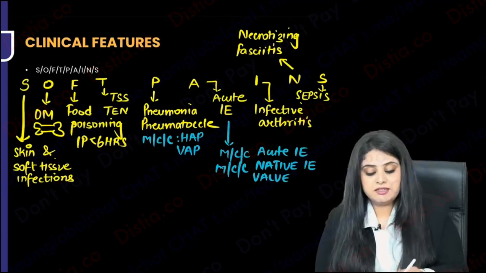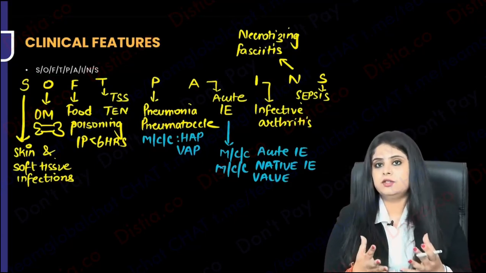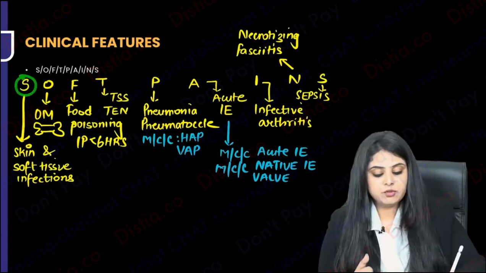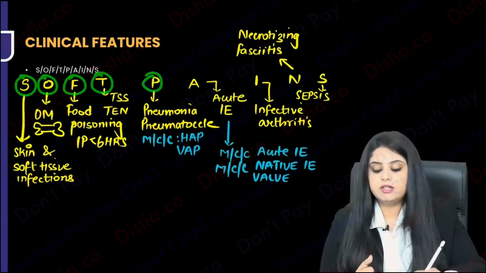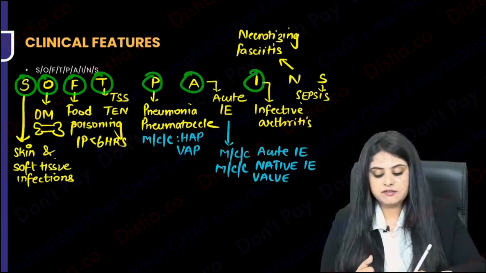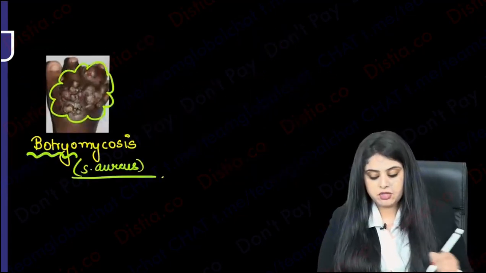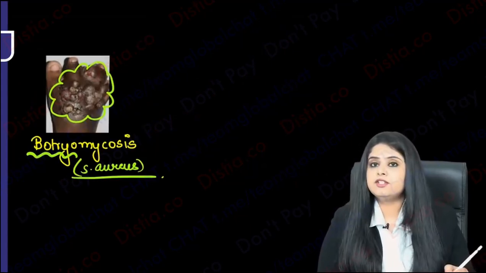So let's do a repeat. SOFT PAINS was actually a mnemonic which sounds lengthy, but it's so useful when you start going ahead with this. So remember: skin and soft tissue infections, osteomyelitis, food poisoning, TSS and TEN, pneumonia, pneumococcal, acute endocarditis, infective arthritis, necrotizing fasciitis, and sepsis. Out of these, the picture of botryomycosis is much expected. Okay, so clinical features and virulence done.